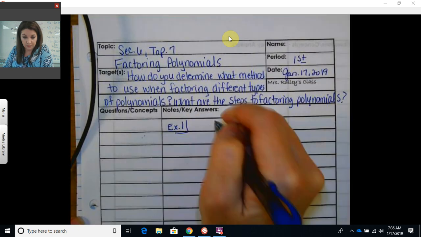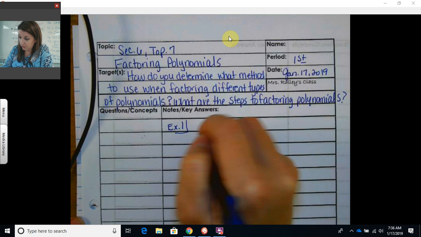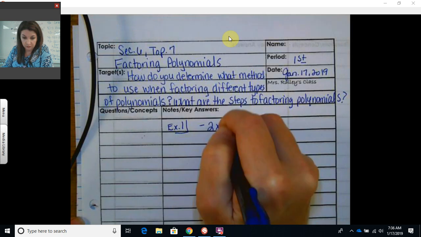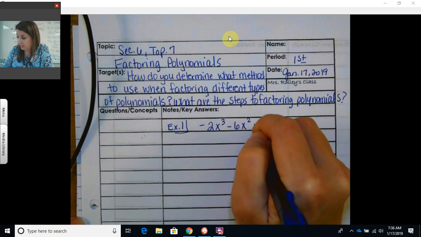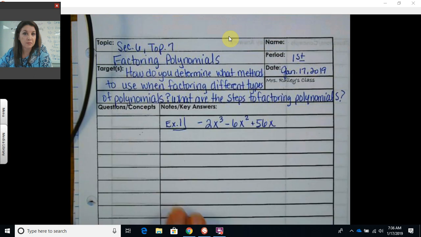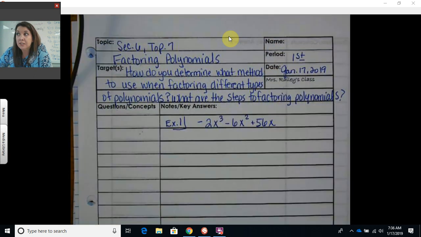We have negative 2x cubed minus 6x squared plus 56x. Now we're just factoring, we're not factoring to solve. If we wanted to solve, we could continue, but today we're just factoring, so we don't have to take that solving step. No matter what kind of problem you're factoring, the first question you always want to ask yourself is: is there a greatest common factor? Because if there is, take it out first. It's always going to be your first question.